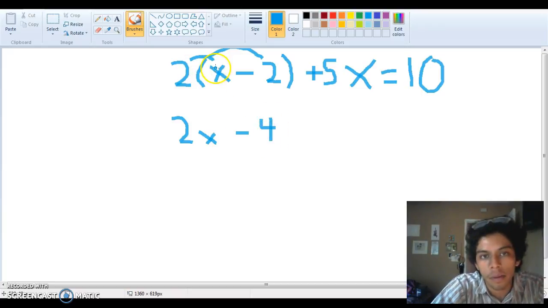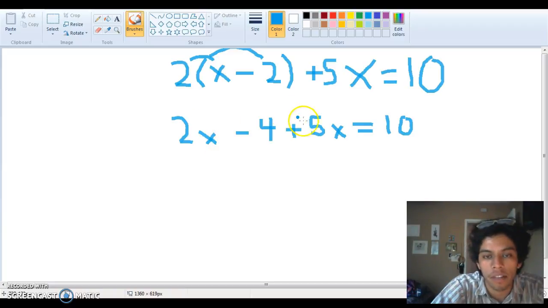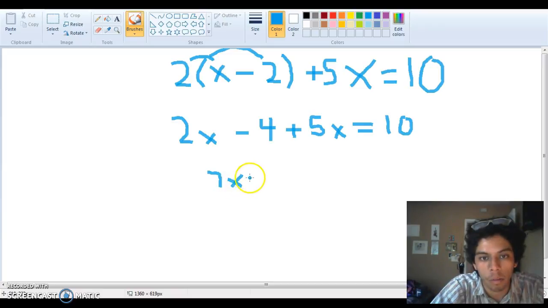Now that we apply the distributive property, our parentheses falls through, and I'm just going to rewrite everything that remained untouched. Now, we look to see if we can combine like terms. So yet again, we look for variables with variables and constants with constants. We have 2x and we have 5x, which we can combine to give us 7x. And then we'll drop everything down. So we have 7x minus 4 is equal to 10.